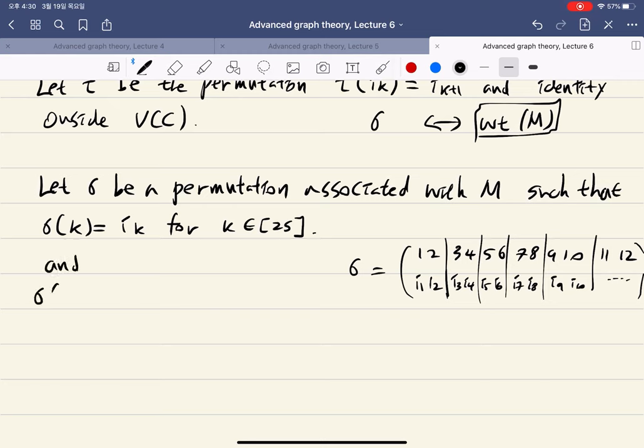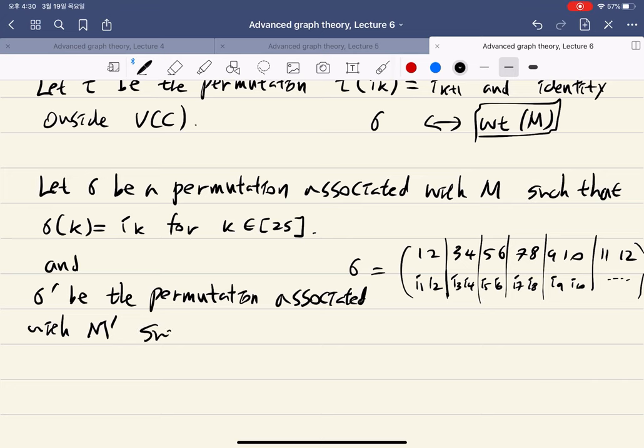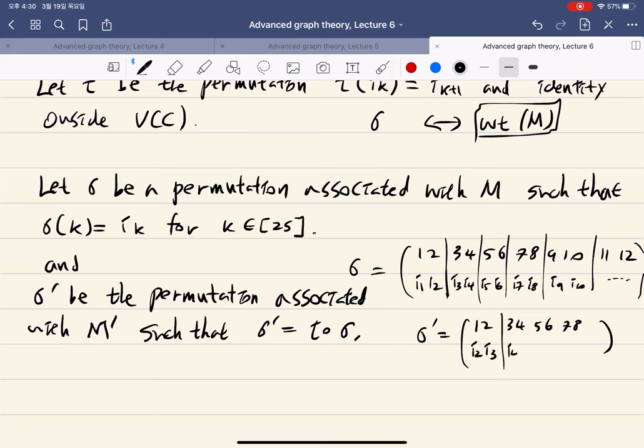And let sigma prime be the permutation associated with M prime such that sigma prime is tau composition with sigma. So it means that sigma prime is simply 1, 2, 3, 4, 5, 6, 7, 8. Here, instead of I1, you add I2 and I3, I4, I5, I6, I7, I8, I9, in this way.